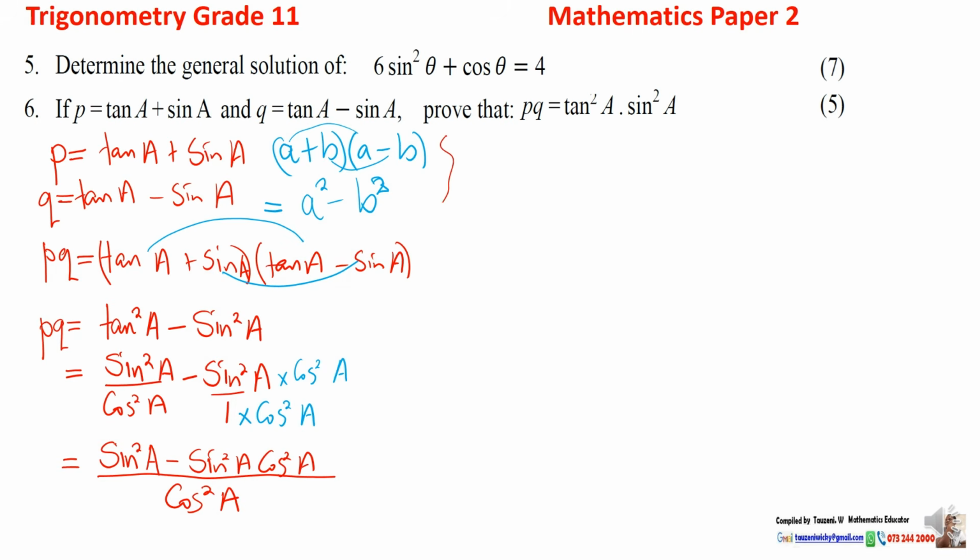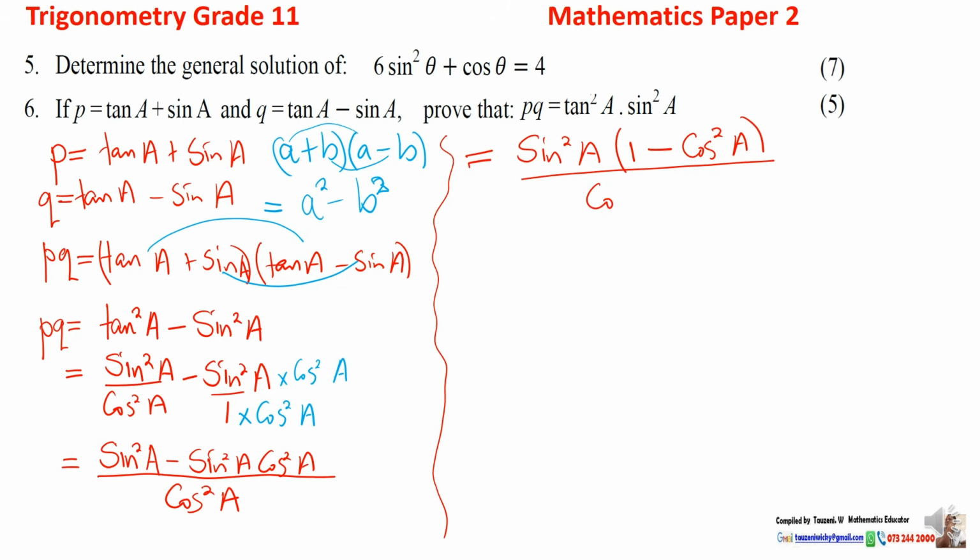Then from there, you need to remember that if an expression is addition or subtraction, you use factorization. If you look at that expression, there is a common factor, which is sine squared A. Then it gives me 1 minus cos squared A divided by cos squared A. Then we simplify it and work it out.